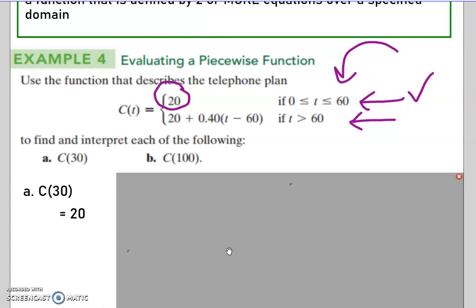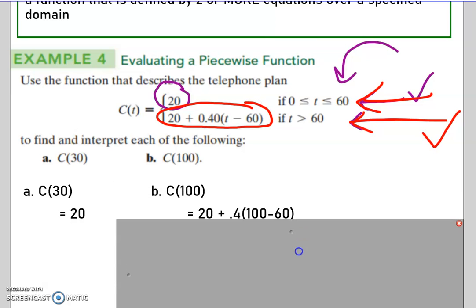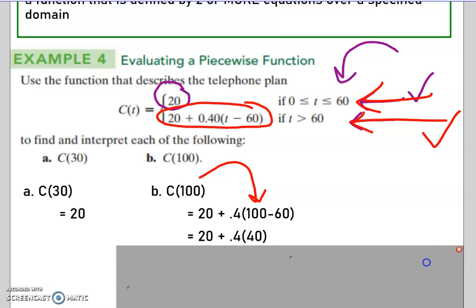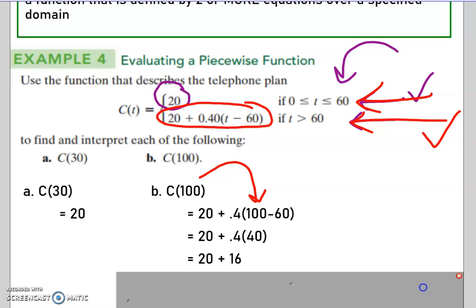So that's how I know I'm using that first equation. Now that equation doesn't have any x value or t value, right? So that's my answer, my y value. It's c of 30 equals 20. So now I do b, right? I want to do c of 100. So 100, does that fit into the first domain or the second domain? And we know 100 is greater than 60. So this is the equation that we're going to use to evaluate c of 100. Just like we practiced in the last section, I take that 100 and substitute it in for t, the variable, and then we simplify. I'll do 100 minus 60, which gives me 40. 40 times 0.4 is 16. Simplify that, and I get 36.